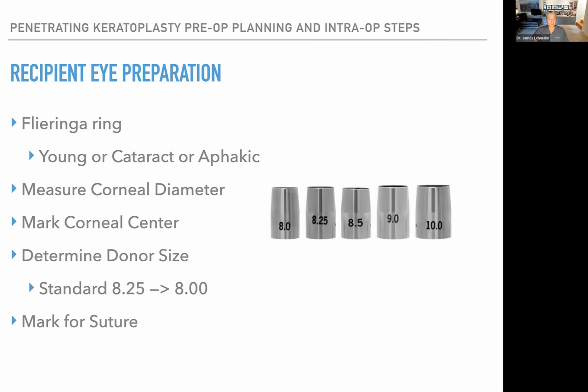In many countries, the eyes are smaller than in the US, so you're going to make smaller grafts. Probably 7.5 into a 7.25 or a 7.75 into a 7.5 are going to be more common.